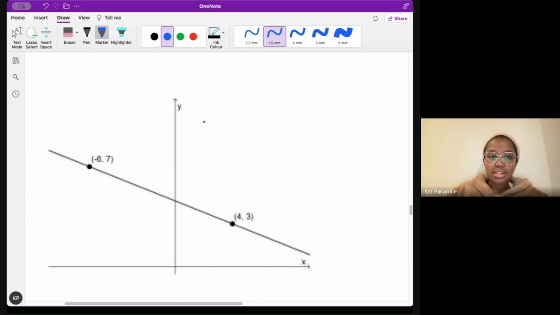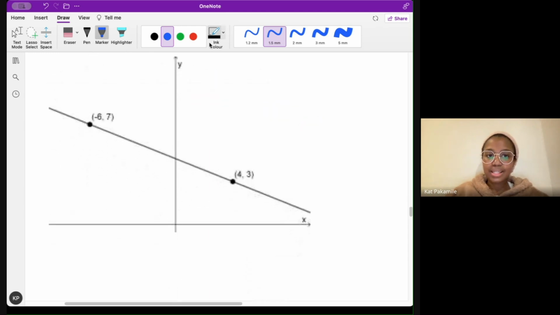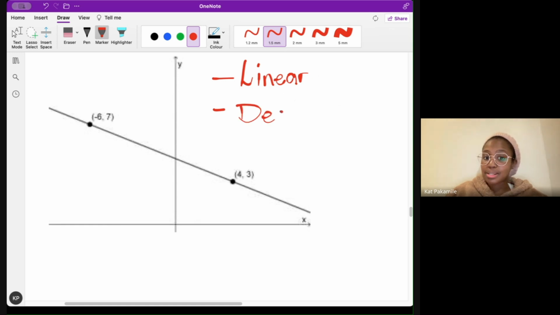Wonderful. Let's look at the next one. Do we have a linear graph or a non-linear graph? Linear. And why do we say that? It's a straight line. And is it increasing or is it decreasing? It is linear still, but it is a decreasing linear graph.